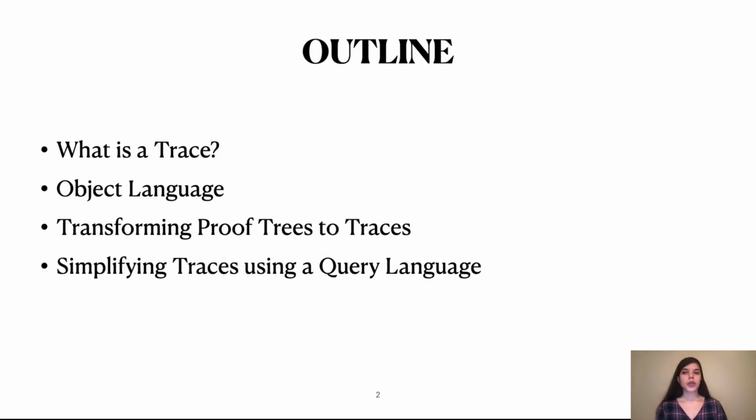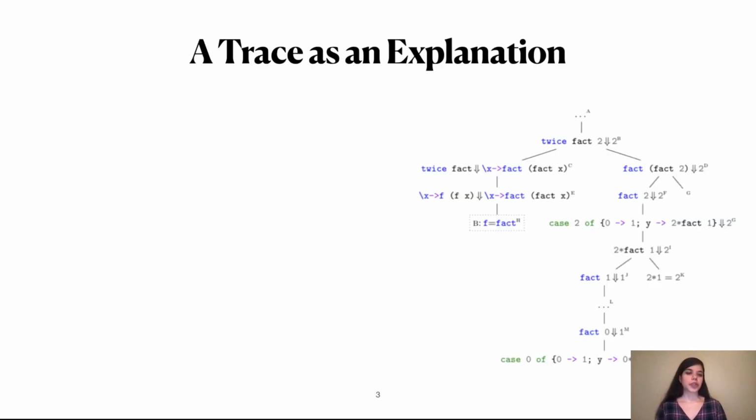The outline of today's talk is, first of all, we'll start by defining what a trace is. Then I'll present an object language. After that, we'll see how we can transform proof trees to generate these traces. These traces can become very huge, and so finally we'll see how we can simplify these traces using a query language to generate explanations. So let's start by defining what a trace is.